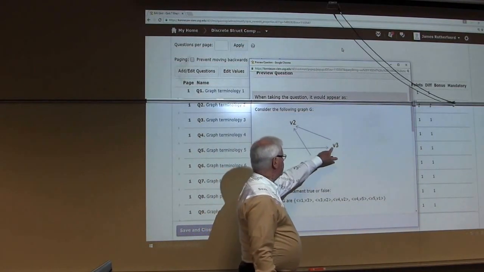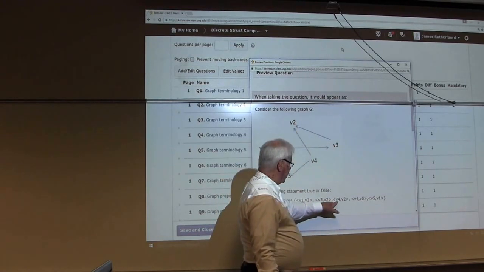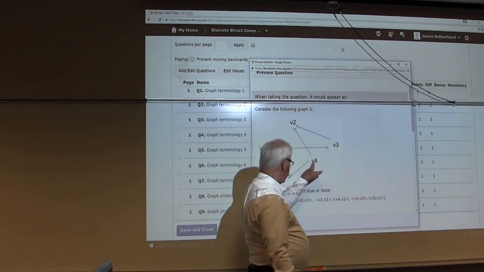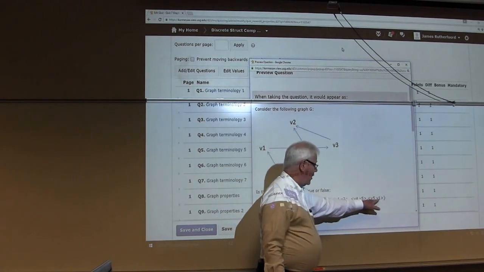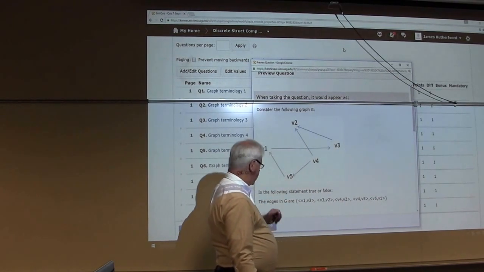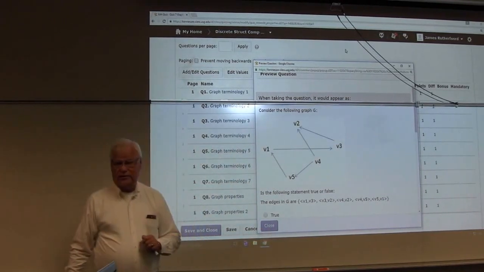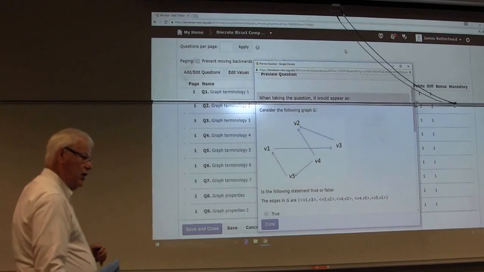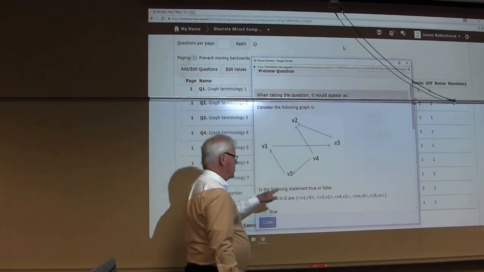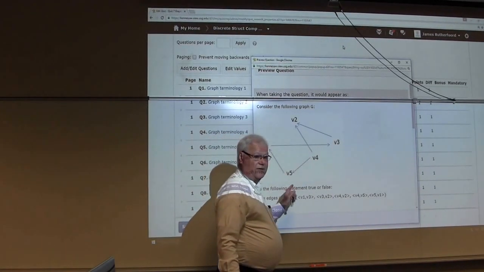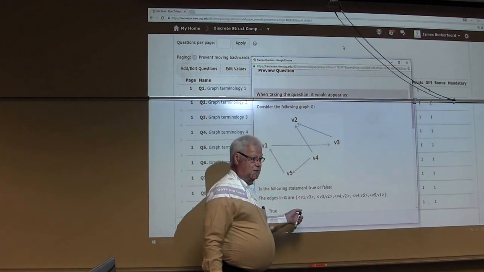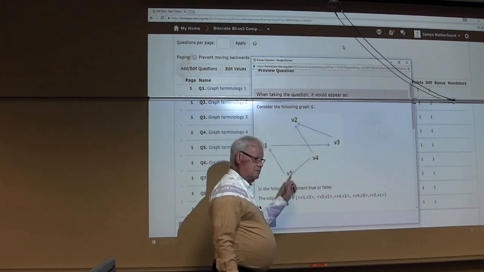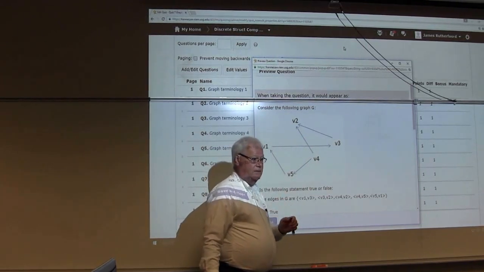V3, V2, V4, V2, V4, V5, and V5, V1. So the answer is yes, those are the edges, aren't they? Okay. Now, if it had listed any of those where you would have to go backwards across the arrow, that would not have been valid. This was valid only because it did follow the arrows. Is that clear? Okay.